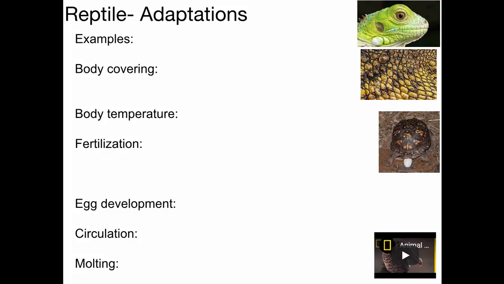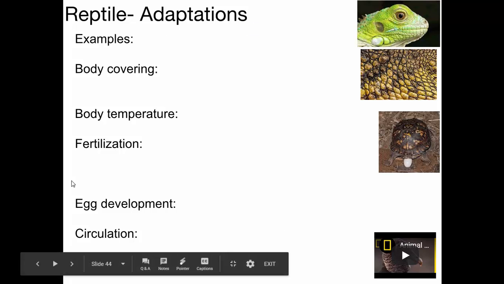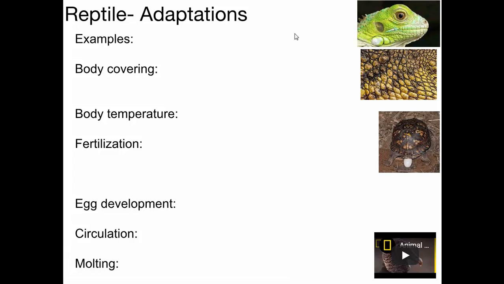So reptiles include a variety of organisms. Some people do confuse some of the reptiles with some of the amphibians, but they are distinct in several ways. Examples of reptiles include things like snakes, lizards, crocodiles, alligators, turtles. These are all reptiles.